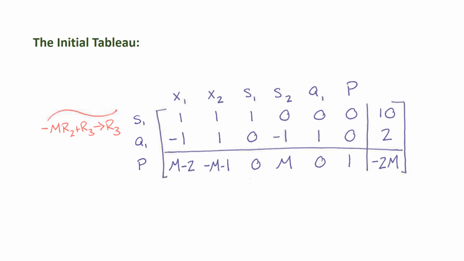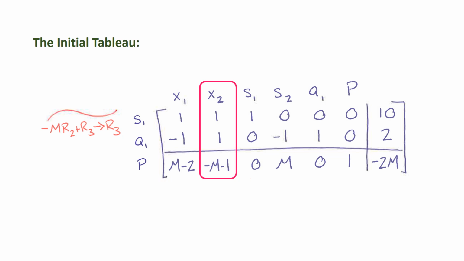So I want to solve this using the simplex method. So I look on the bottom row to the left of the P column and I find the most negative element. And that happens in column 2, negative m minus 1. So column 2 is the pivot column. That means that x2 is going to enter the basis.